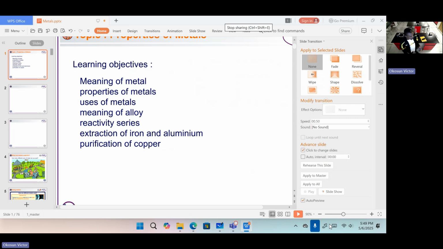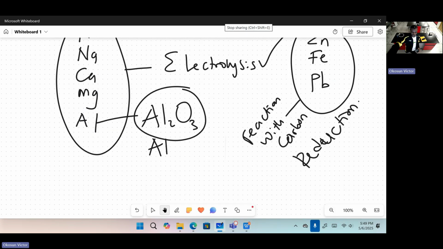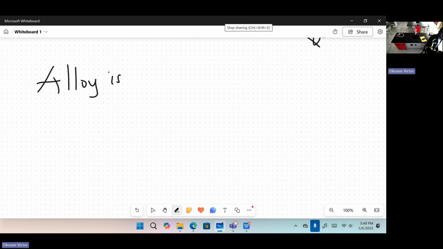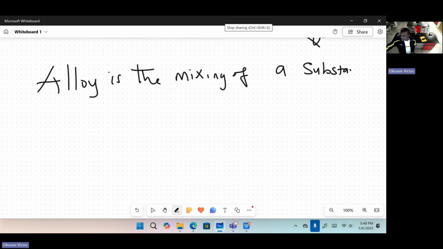Alloy is the mixing of two or more metals together. Okay, better put, alloy is when you mix two or more substances with a metal. Now, if I say mixing of two or more metals together is an alloy, sometimes we mix carbon with iron, and carbon is not a metal. So it is safe to say this. The meaning of an alloy now: alloy is the mixing of a substance, which can be a metal or another substance, with a metal. That's an alloy.